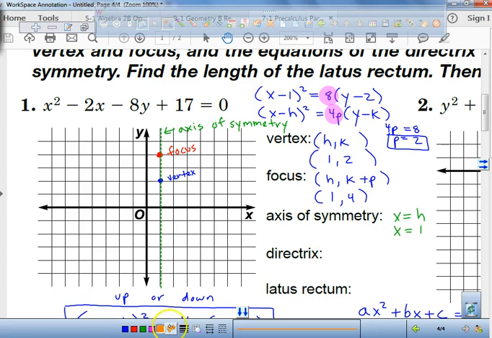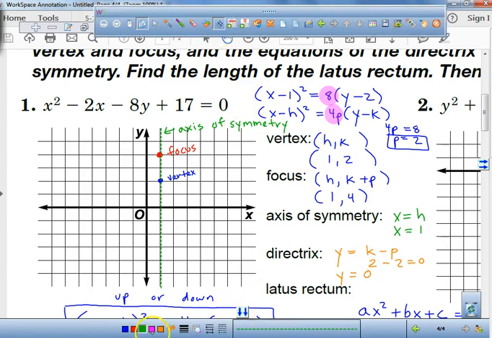Directrix. Is there a cool little formula for your directrix? What does it say? Y equals what? K minus P. What is our K value? 2. What is our P value? 2. 2 minus 2 is 0. So what's the equation for our directrix? Y equals 0.